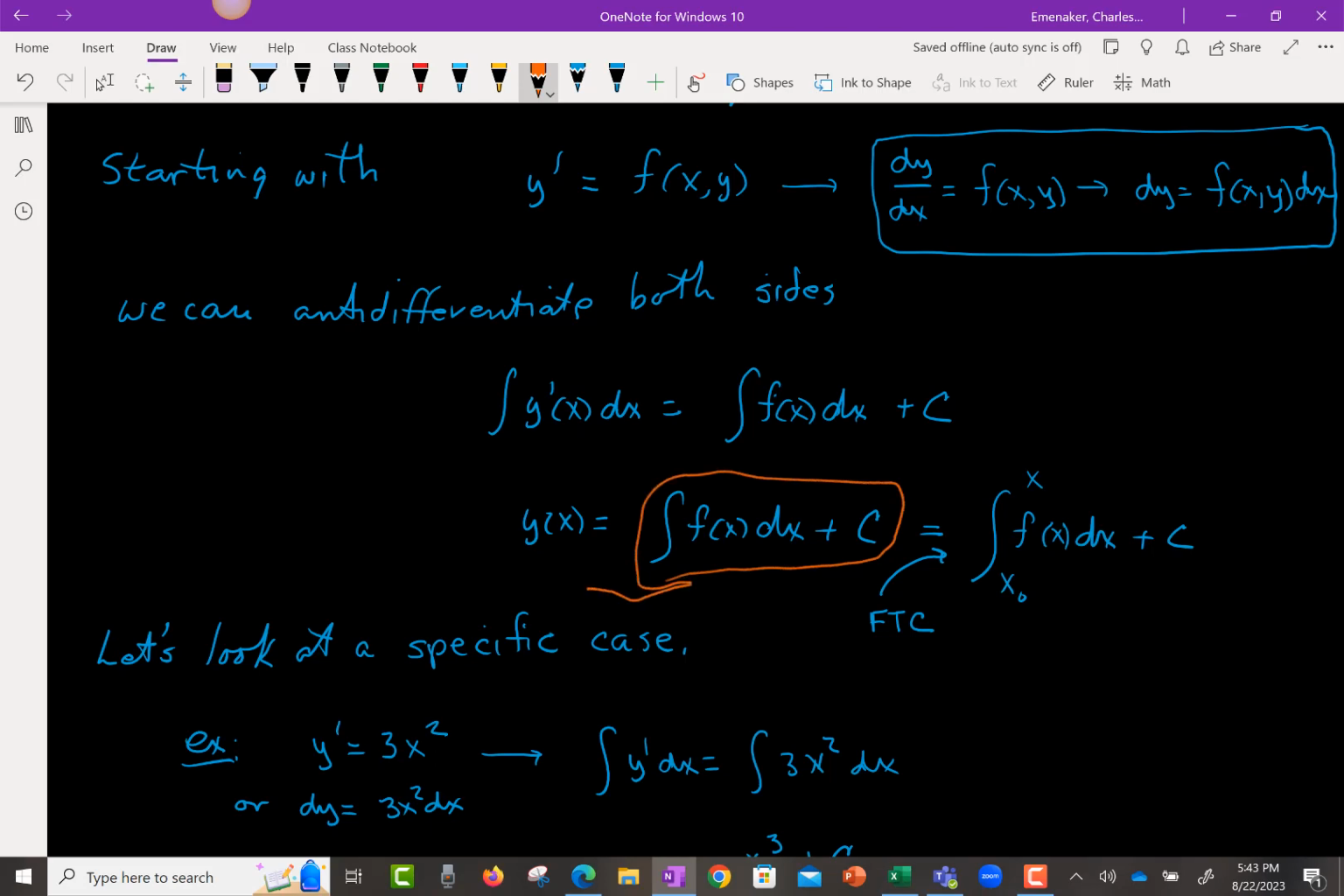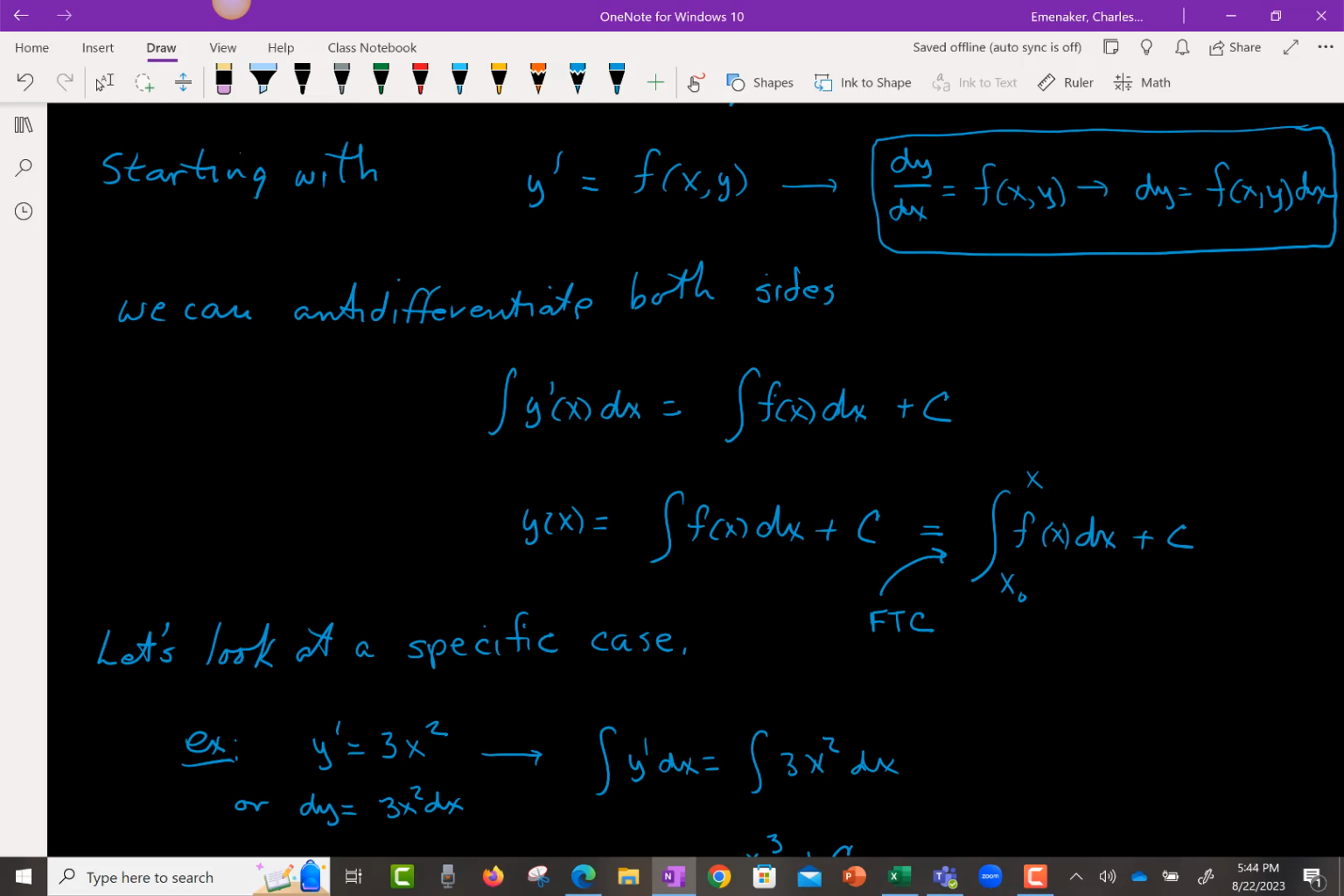You may or you may not be able to actually perform the antidifferentiation or compute the definite integral. Not sure if you're going to be able to or not. There are a lot of cases, and there are some that we're going to see even today, where you just can't do that.